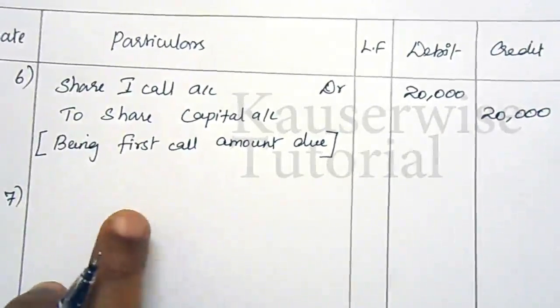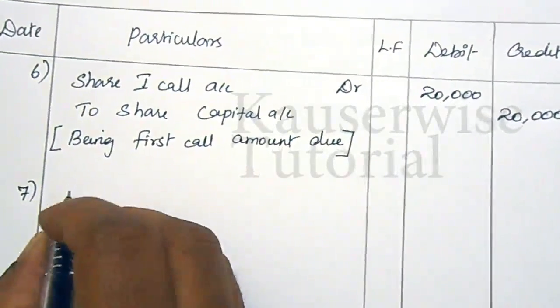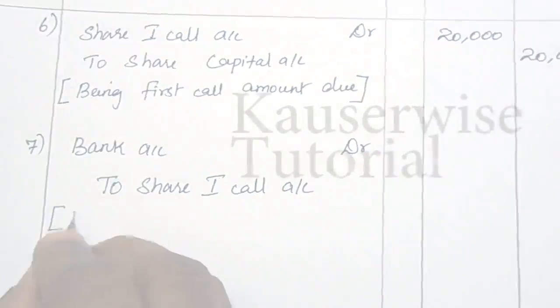Next entry is first call money received. The entry for the transaction is bank account debit to share first call. Write the narration: being first call money received.